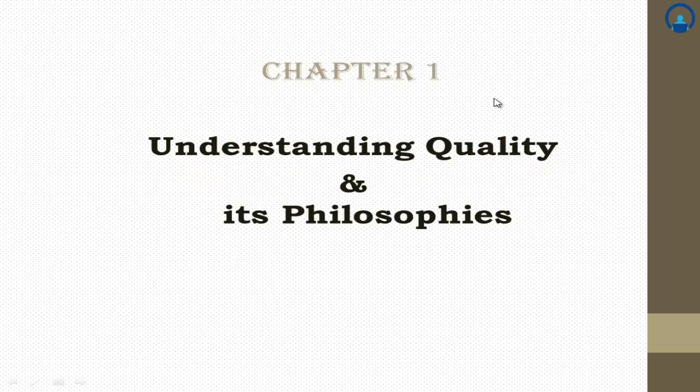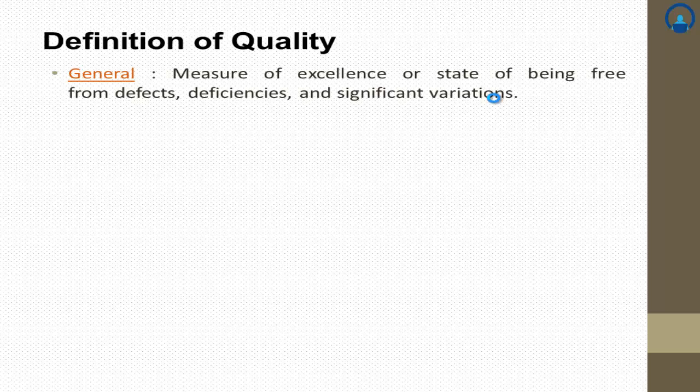So quality, in terms of understanding, we'll first understand what are the various definitions of quality by a few management thinkers throughout the globe, and we'll see their philosophies in the due course of time. So definitions. So very first definition in general about quality is measure of excellence or state of being free from defects, deficiencies, and significant variations. So anything that is free from defects, free from deficiencies, and significant variations in two different products is of good quality.